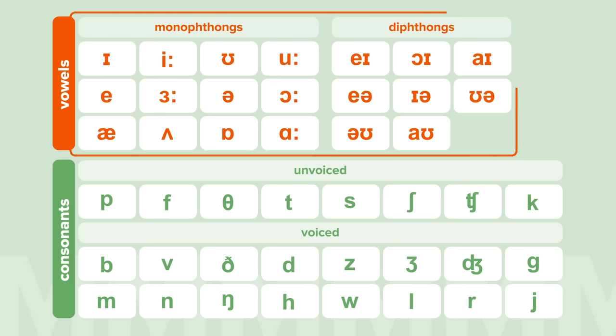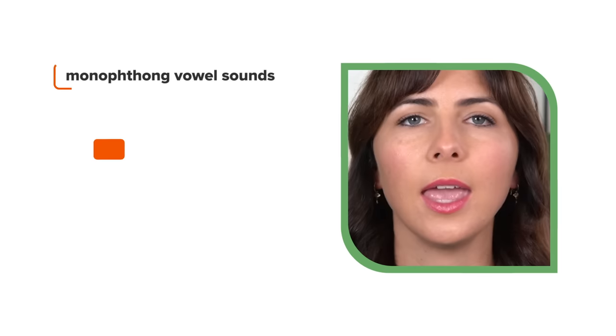Notice how the IPA is divided into different sections. The top half shows all of the English vowel sounds. On this left side, you'll find all the monophthong vowel sounds. It's a complicated name for a very simple thing. These are just the pure vowel sounds. Let's go through them.